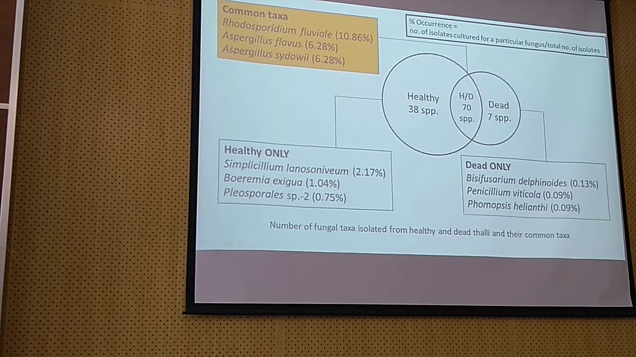So you can see that there are 70 species that are common between the healthy and dead Ka-Lai. But there are species that are only isolated from healthy Ka-Lai, and there are 7 species only from the dead Ka-Lai. The common fungi in both are Rhodosporidium, which is the pink yeast, and also Aspergillus species, and there is some Fusarium. Fusarium is a very common species in sediment and seawater.